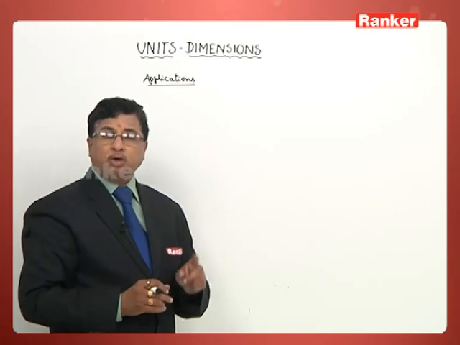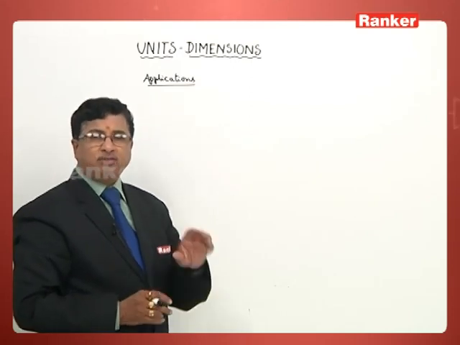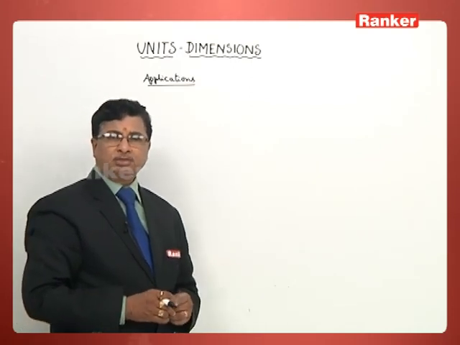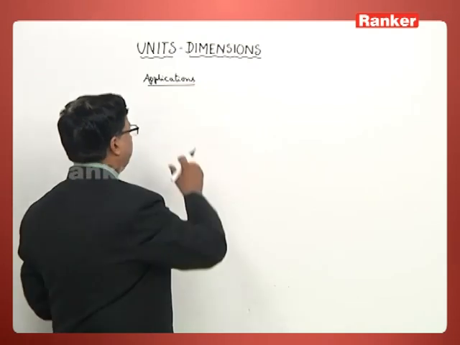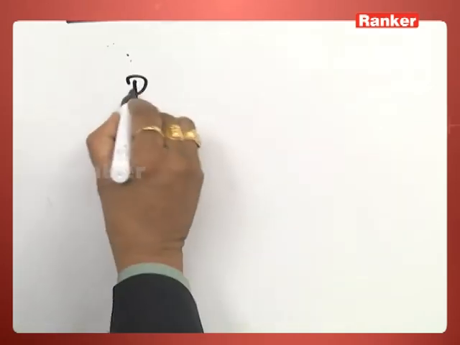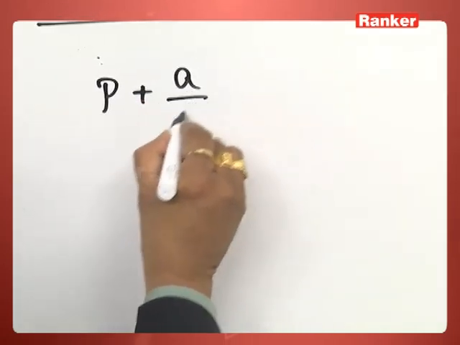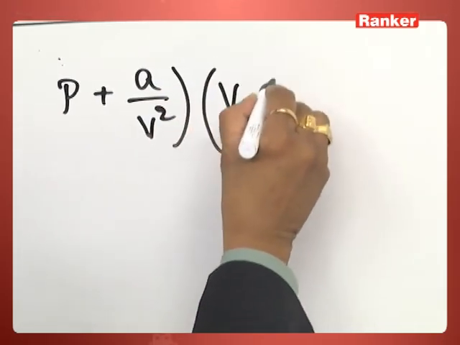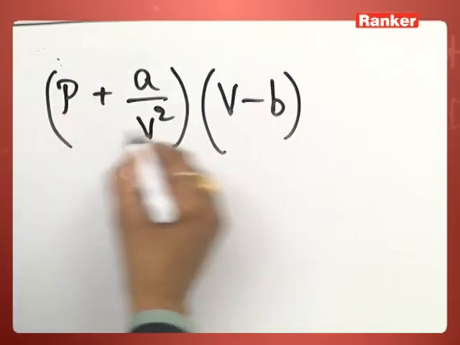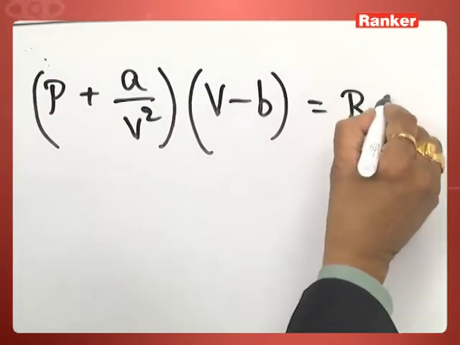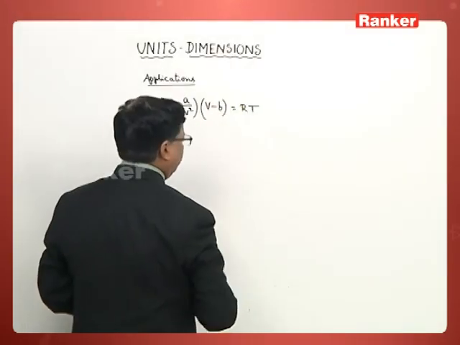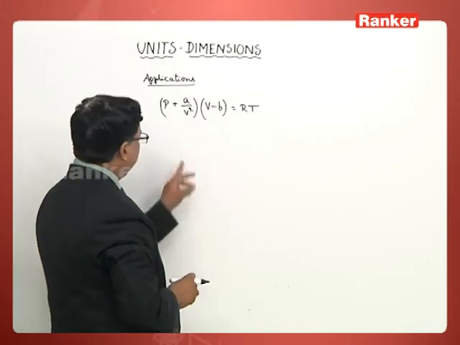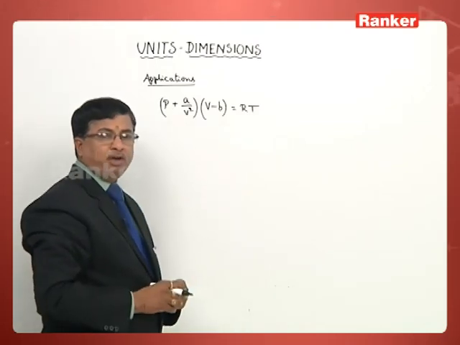Let us take one more example based on the same model. This time I just want to mention an equation this way: P plus A by V square, into V minus B, is equal to RT. If you recollect once again, this is what we call the Van der Waals equation.